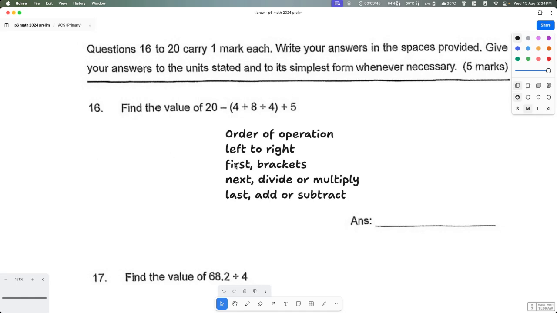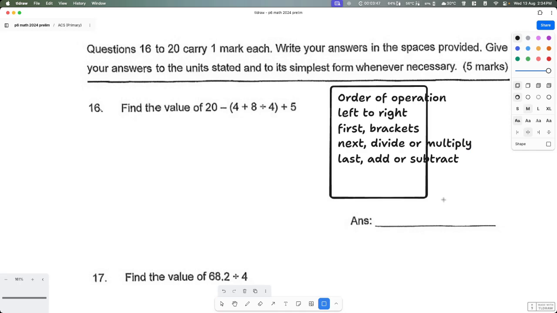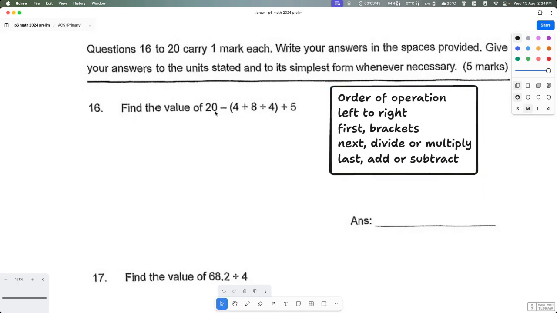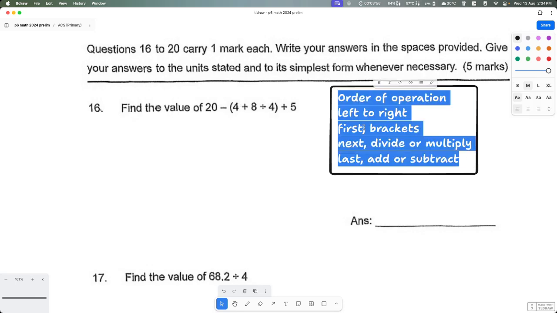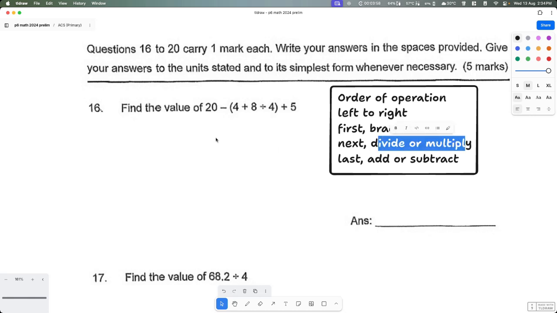In this case, we have 20 minus (4 plus 8 divided by 4) plus 5. Inside the brackets you have division and addition, so which one starts first? Always follow this order: divide first. So we highlight what we need to do first: 8 divided by 4 inside the brackets. Then this becomes 20 minus (4 plus 2) plus 5, since 8 divided by 4 is 2.